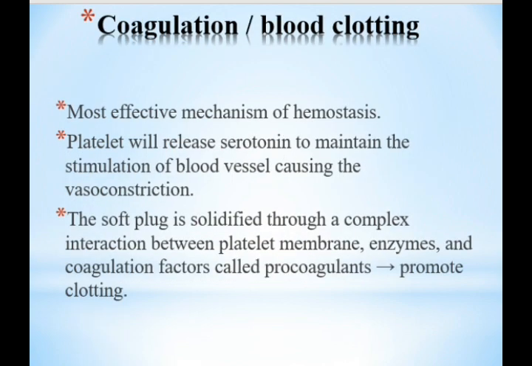Coagulation, or blood clotting, is the most effective mechanism of hemostasis. Hemo means blood, stasis means stop. Platelets will release serotonin to maintain the stimulation of the blood vessel, causing vasoconstriction. The soft plug is solidified through the complex interaction between platelet membranes, enzymes, and coagulation factors called procoagulants, which promote clotting.